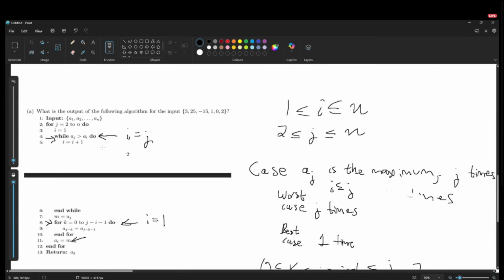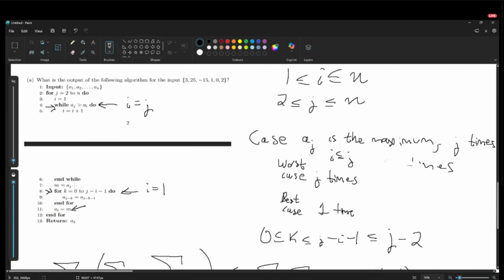It's important to see that the while loop and the for loop are separate, they're not nested. So that for loop is bounded by n, right? So I guess that would be O of n. This for loop would be O of j, but yeah, O of n at maximum.